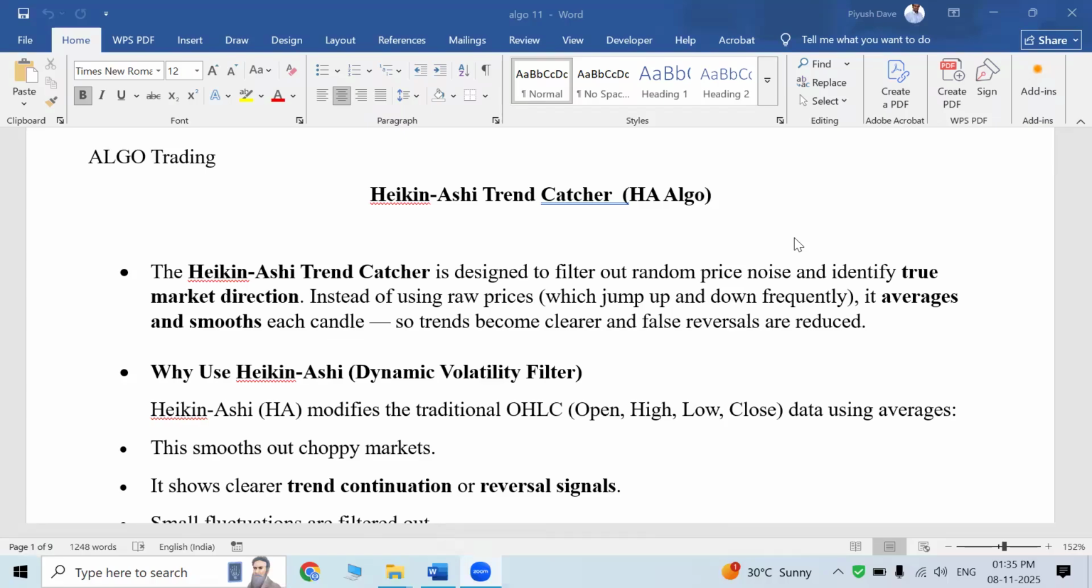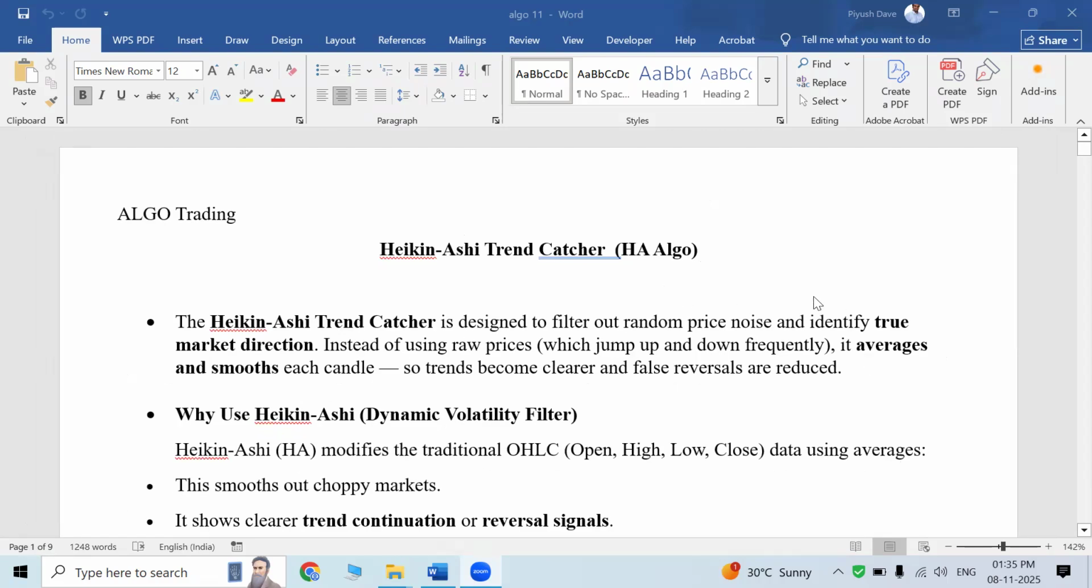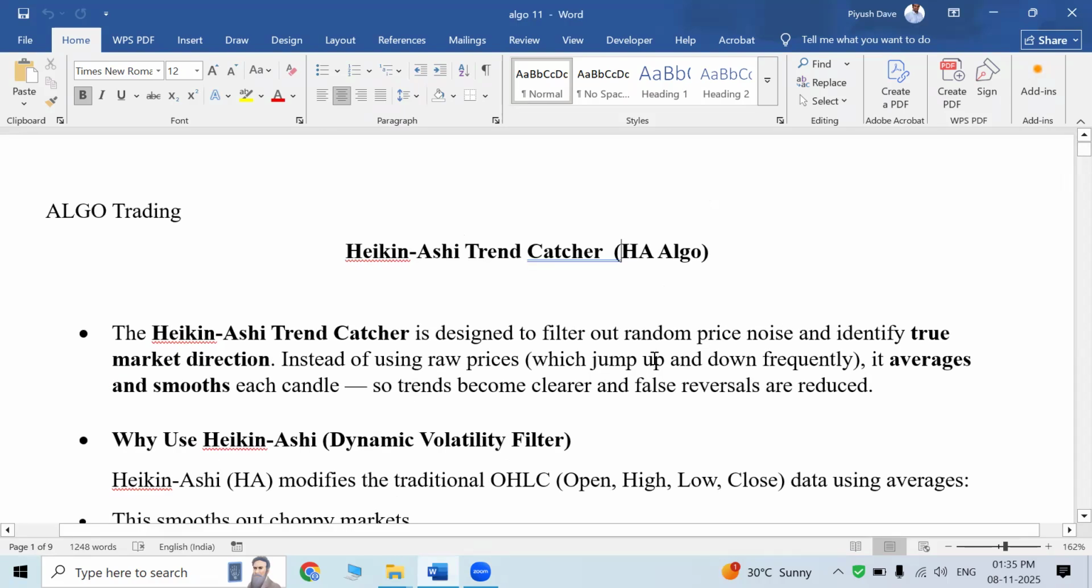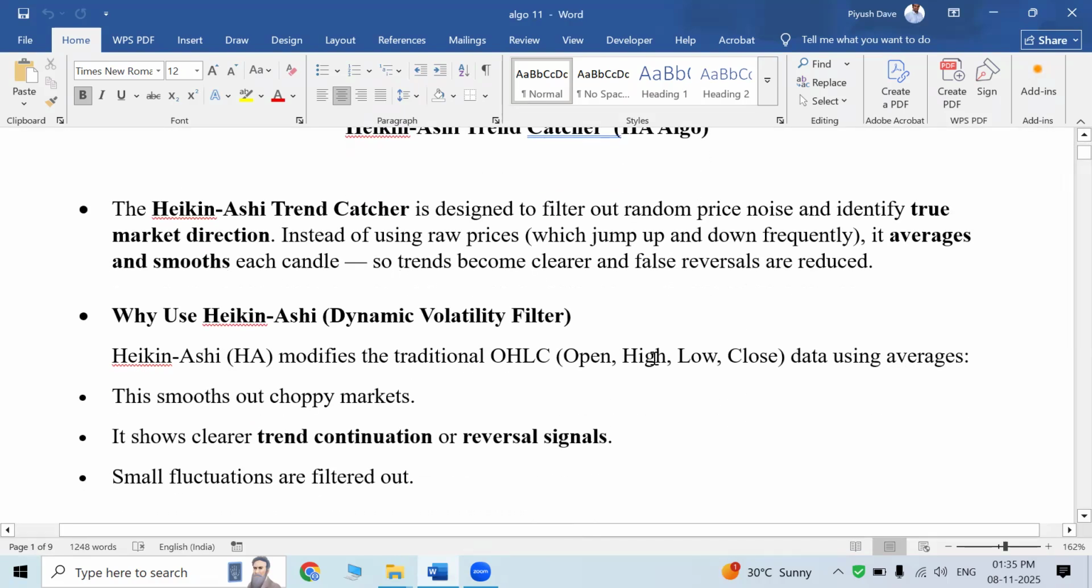Hello, I'm Piyush Dave, a fintech professional, and today I'm going to discuss a new algo trading strategy, Heikin-Ashi Trend Catcher. We are going to call it the HA algo. It filters out the random noise and finds the true market direction. This will help us get smooth trades, and it also finds the exact reversal.